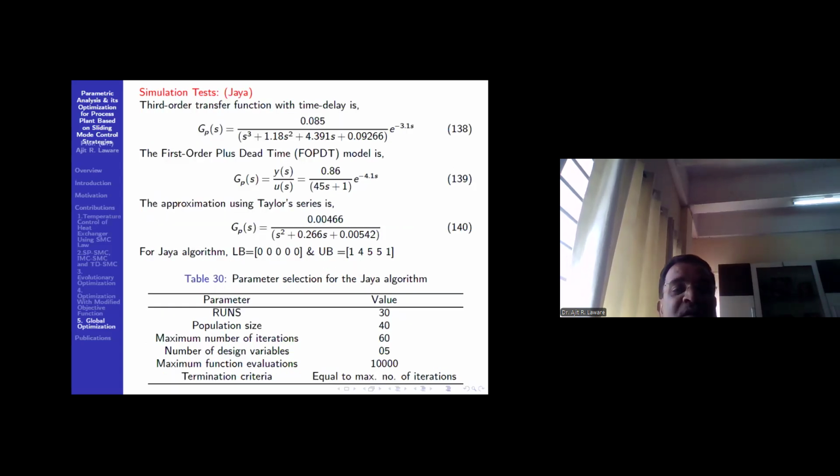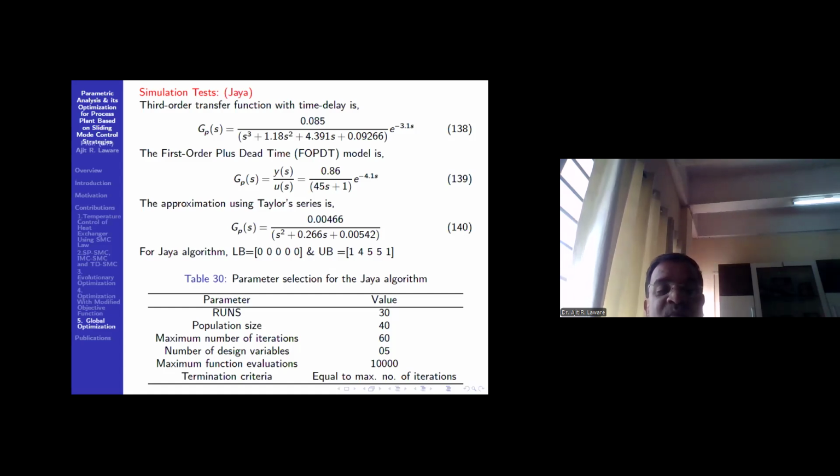For the simulation, I have considered the third order transfer function with time delay. Again, I am reducing that third order transfer function with delay to the FOPDT, because that is easy for designing the SMC. Either by Taylor series or Padé approximation, you can get a 140 numbers equation for the implementation purpose.